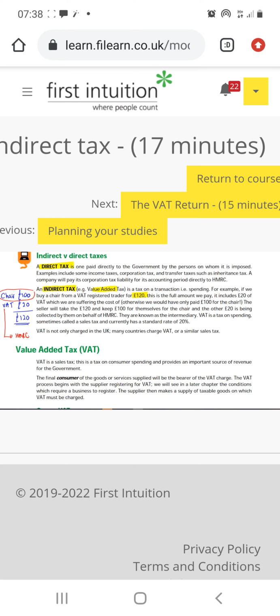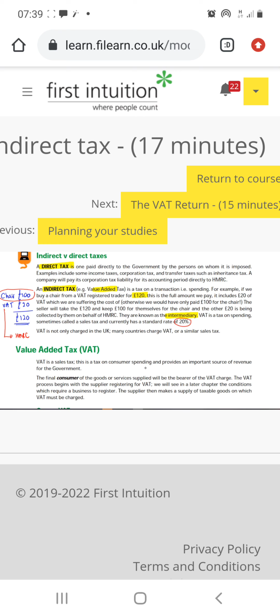Now, at the moment, the rate of VAT on what we'd call standard rated items, that's going to be most things, is 20%. So what's happening here is the person that we are buying the chair from is called an intermediary. The reason we call them the intermediary is because they have the job of collecting the VAT from us and then paying the VAT to Revenue and Customs. So they're acting like an unpaid tax collector. Revenue and Customs have appointed them to collect the VAT from us and to pay it over to them. So you can see it's not paid directly, it's paid via the intermediary. That's why it's an indirect tax.